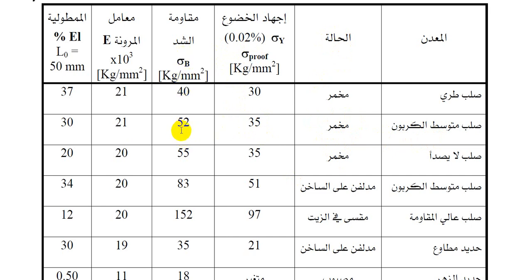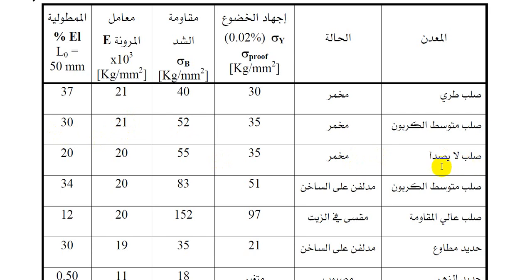The tensile stress is indicating 52, as well as the modulus of elasticity indicating 21 times 10 to the power 3 kilogram per millimeter squared, and the ductility is indicating 30 according to the standardized initial gauge length of 50 millimeter, L naught, as you can see right before you.